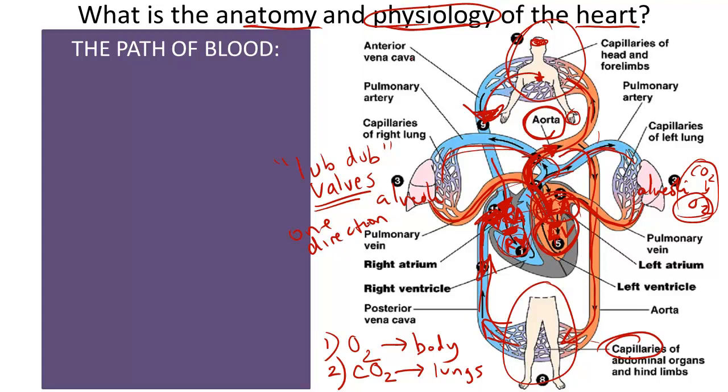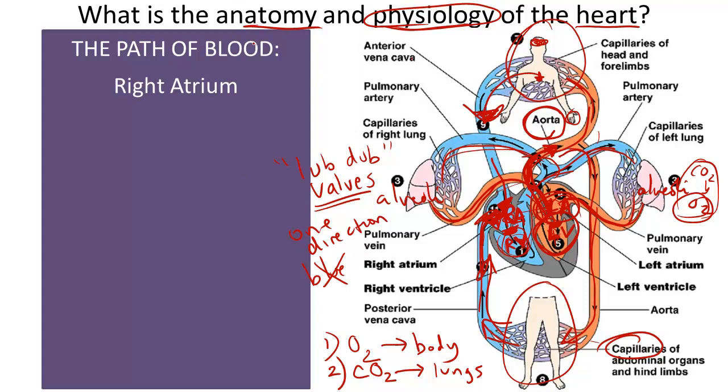So also, please understand there's really no such thing as blue blood. It's not naturally occurring in the human body. It's just colored or dyed blue for the purpose of learning and differentiating oxygen-rich and oxygen-poor blood. So let's just go through the path of blood just to review.